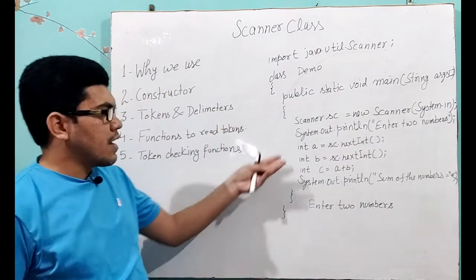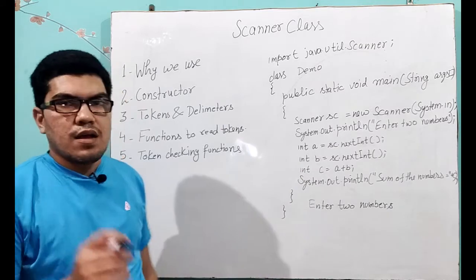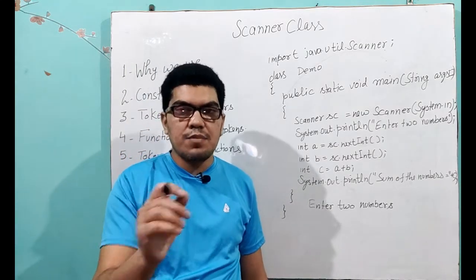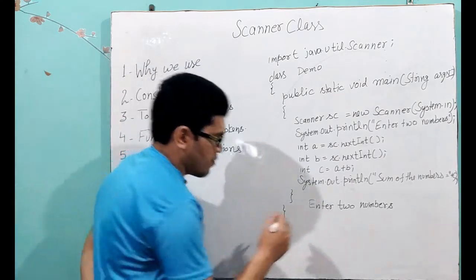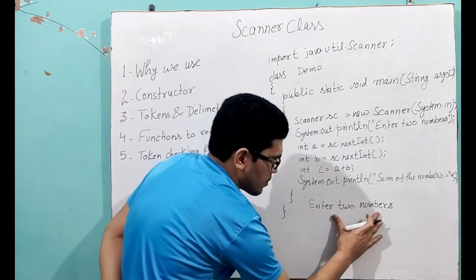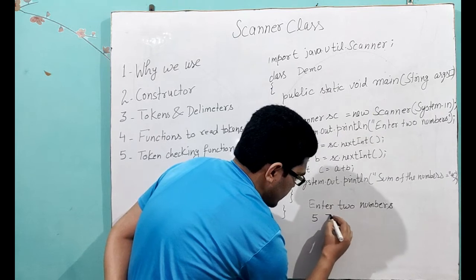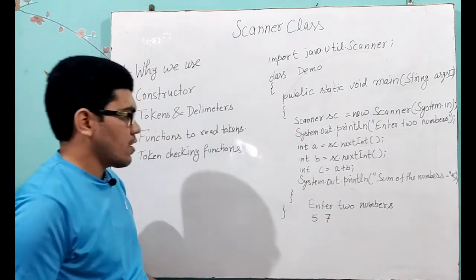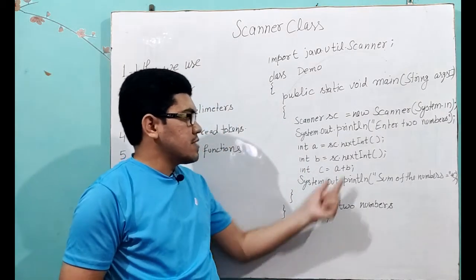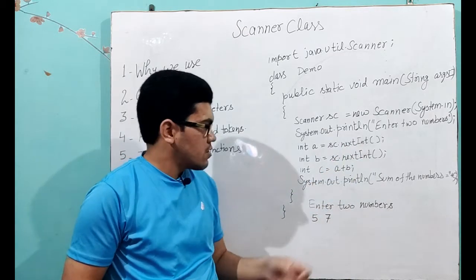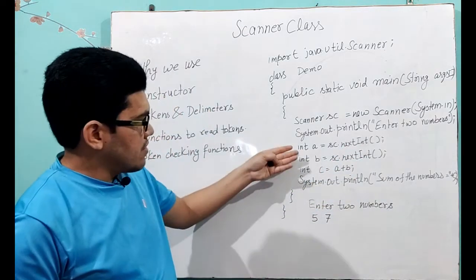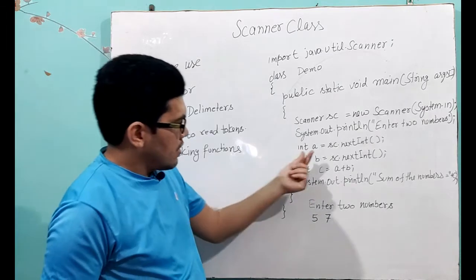Okay, then I read two numbers. By default, the delimiter is space. So this message will be printed on the screen. Then suppose I write 5 space 7. Automatically these are the functions that will read these numbers.